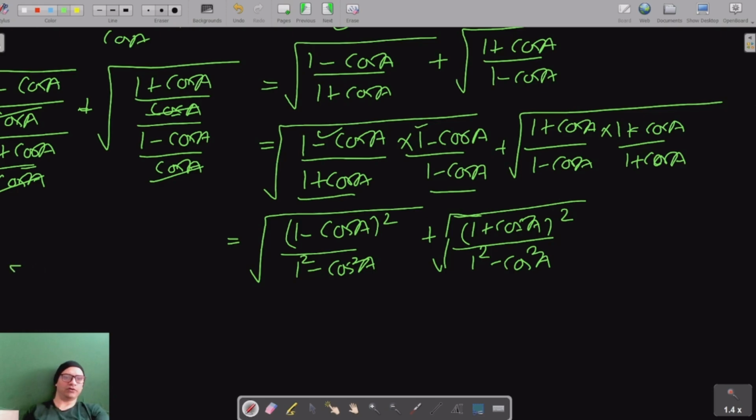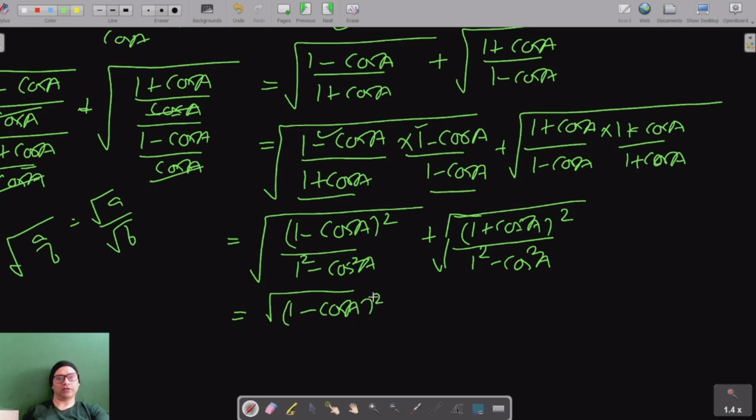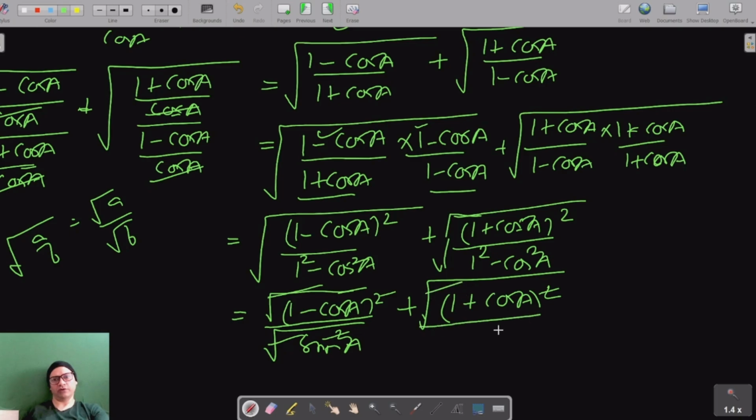Now we know that root of a upon b is equal to under root a upon under root b. So this is root (1 minus cos A) in the whole square. So this gets cancelled, and it says 1 minus cos square A. So the square gets cancelled with the square root. This is (1 plus cos A) whole square, the square gets cancelled with the square root. This is 1 minus cos square A, which is sine square A. So this gets cancelled.